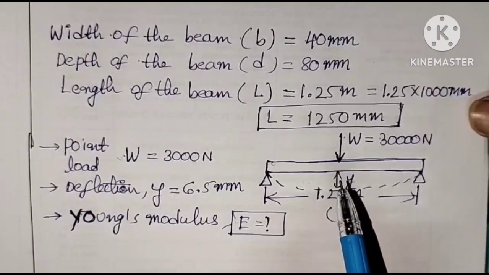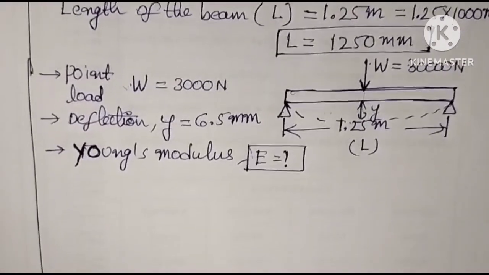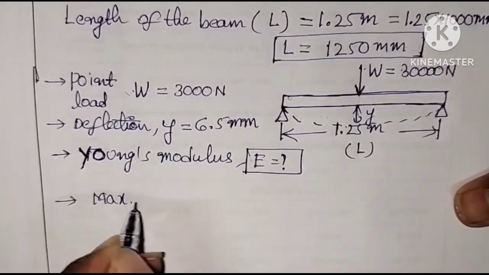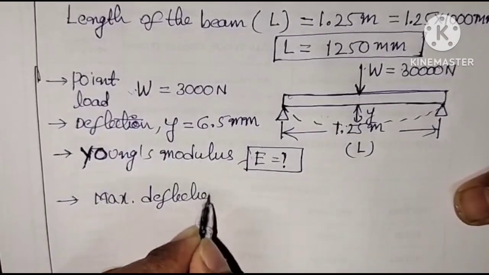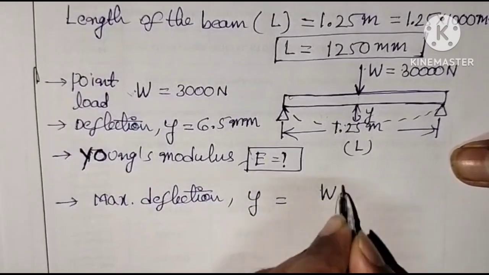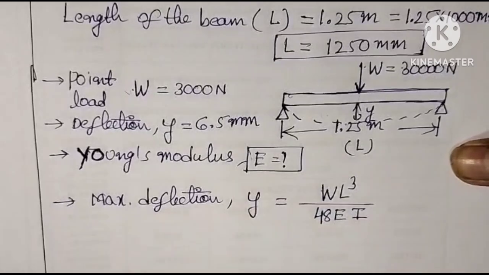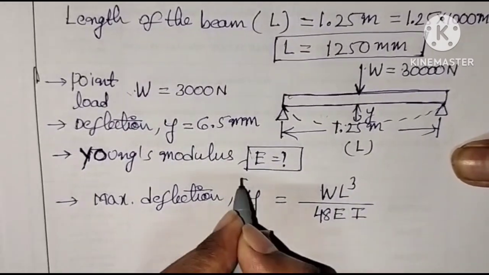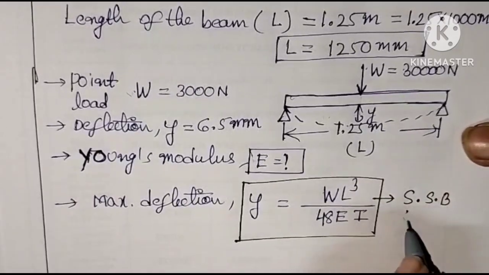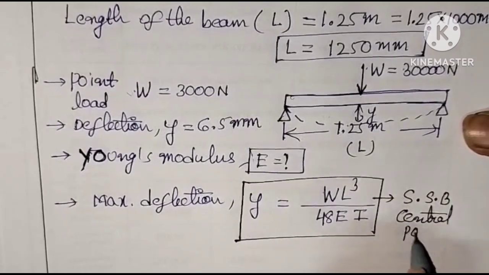Here a simply supported beam is subjected to a point load at center. In the case of a simply supported beam subjected to a point load at center, what is the maximum deflection formula? Maximum deflection at center, Y equal to WL cube by 48 EI. This formula is valid for a simply supported beam subjected to a central point load.